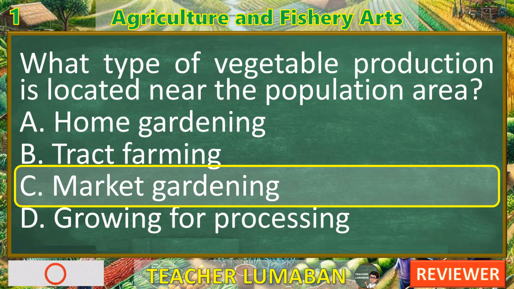C. Market gardening. This is a type of vegetable production specifically focused on growing crops close to urban or population areas to supply fresh produce to local markets. Market gardeners typically grow vegetables that are sold directly to consumers or through local stores. It is characterized by its proximity to population centers, which allows for quick delivery of fresh vegetables to meet consumer demand.